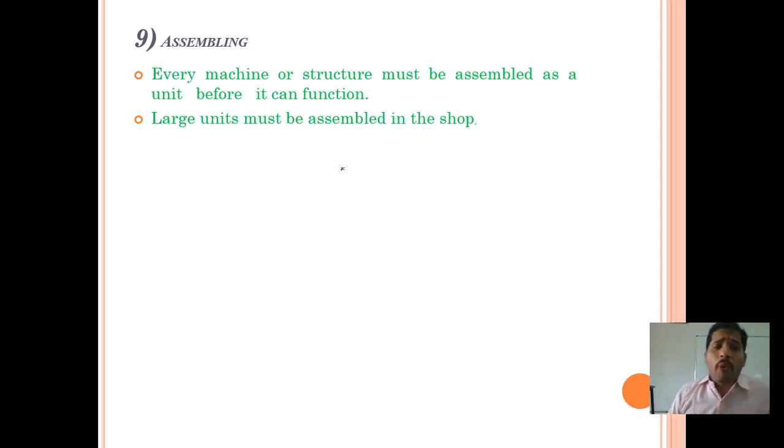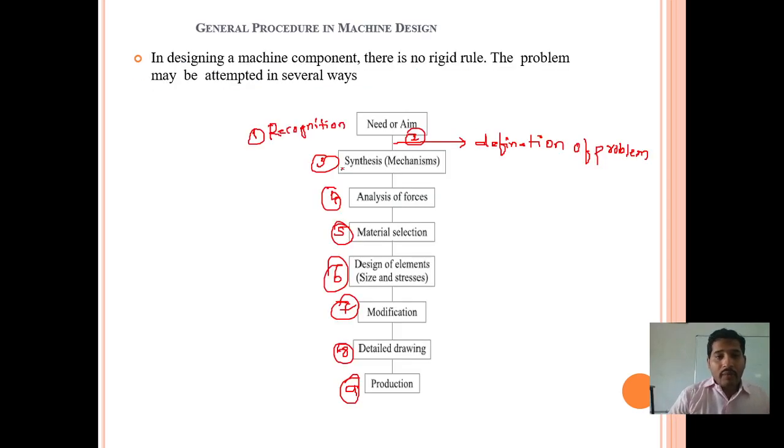Again, the most important part is assembling. Whatever part we manufacture, whatever prototype model we make, after making everything we have to assemble each component. Every machine or structure must be assembled as a unit before it can function. Is it right? Large units must be assembled in the workshop only. So that is a part of the machine design.